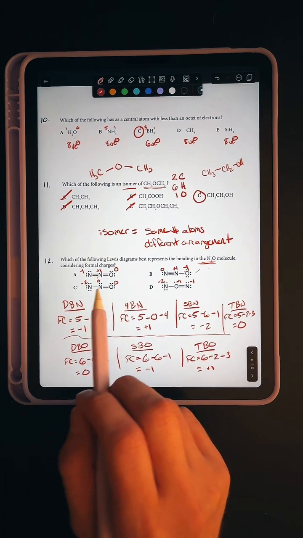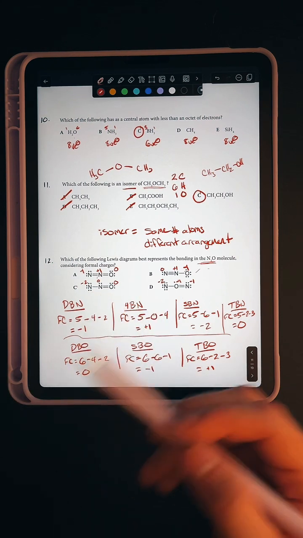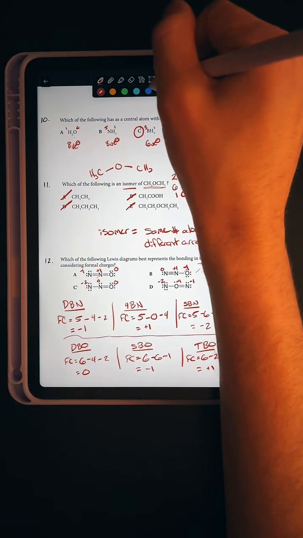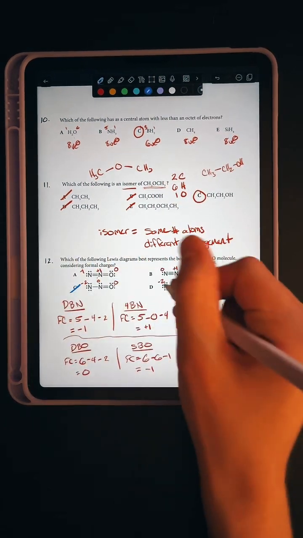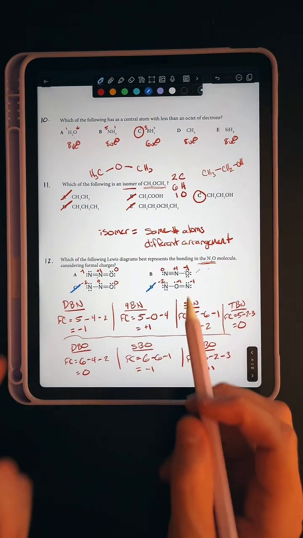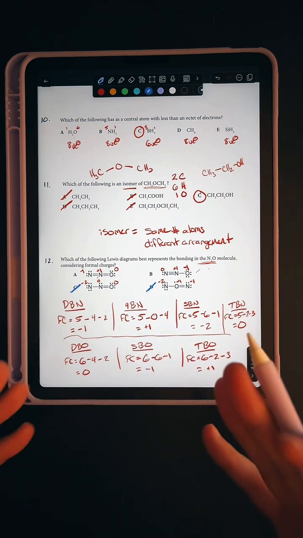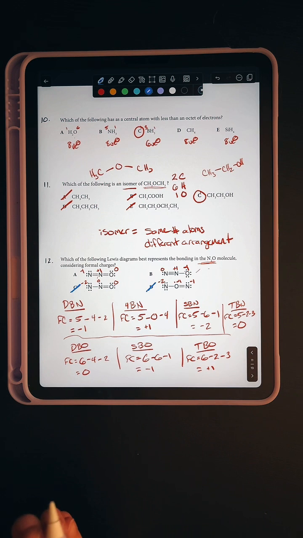So we want to get rid of anything that has a greater value than 1. We see 2 and 2, so we can go ahead. I'm going to change color so we can see. We get rid of C and D, because those have a formal charge on the nitrogens of -2, meaning that's a greater, more formal charge. We want to minimize that formal charge.